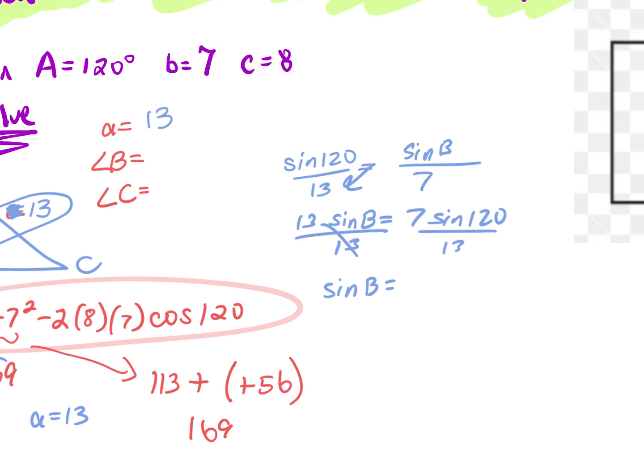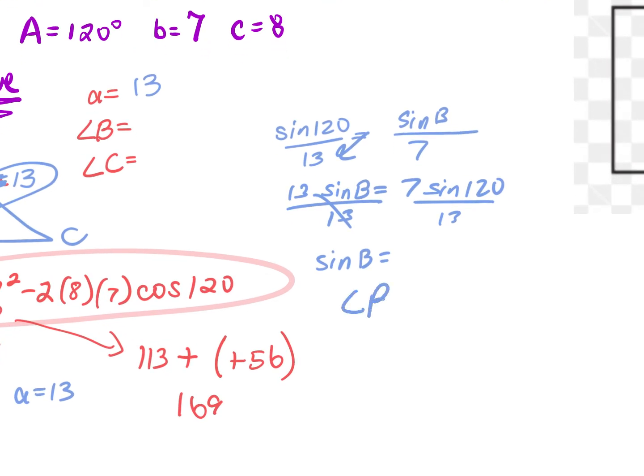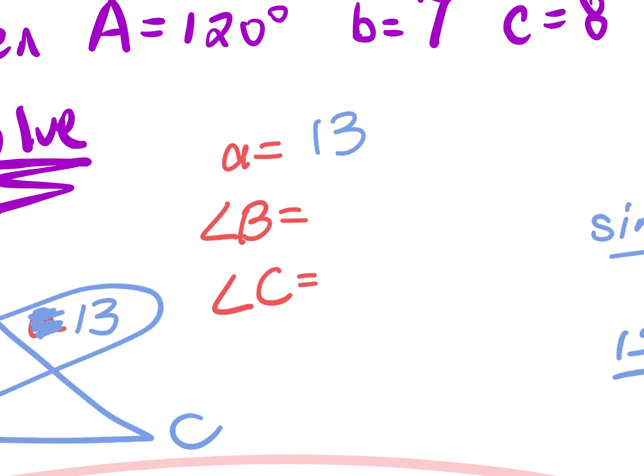That's not the angle measure, though. I need the actual angle measure. So to get the angle B, I'm going to hit second sine, second answer. And I get 27.8, which is close to what number? It's close to 28 degrees. Okay, good. So angle B is 28 degrees.